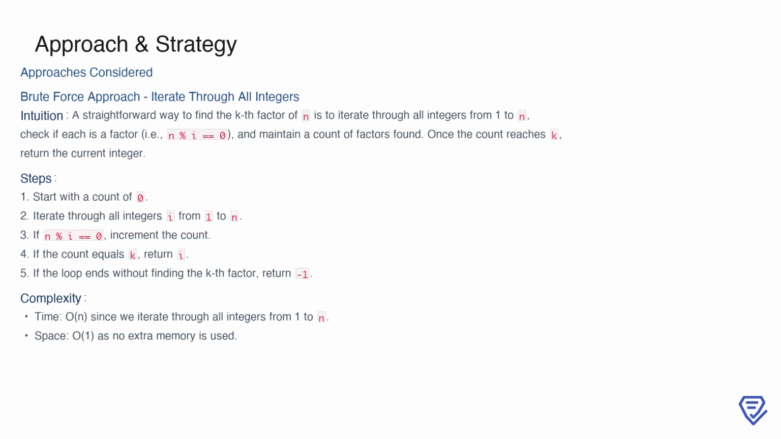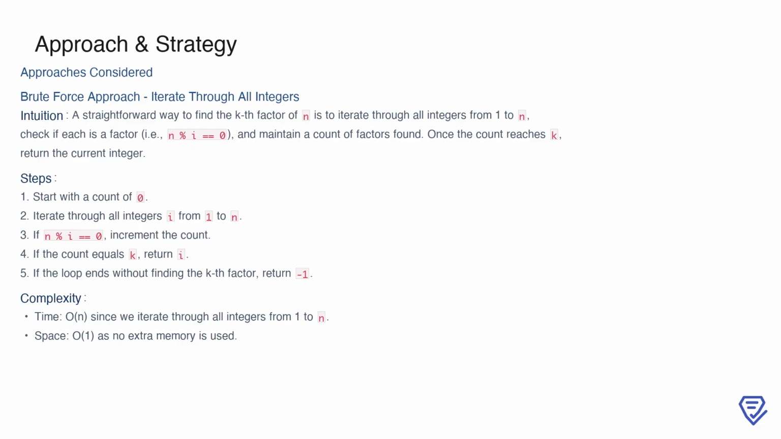To begin, let's consider the brute force approach. The intuition here is simple. If we want to find the kth factor of a number n, we can iterate through all integers from 1 to n, checking each one to see if it divides n evenly. If it does, we count it as a factor. Once we've counted up to k factors, we return the current integer as the kth factor.